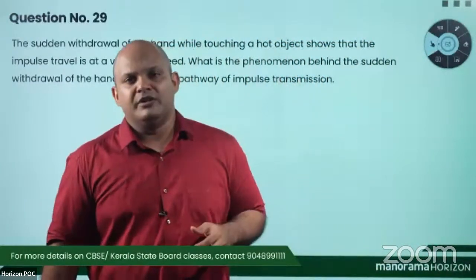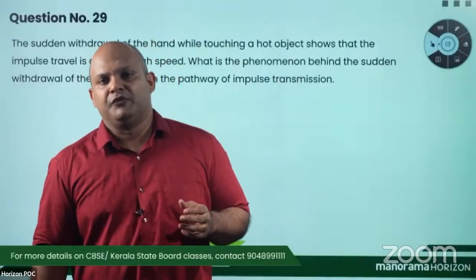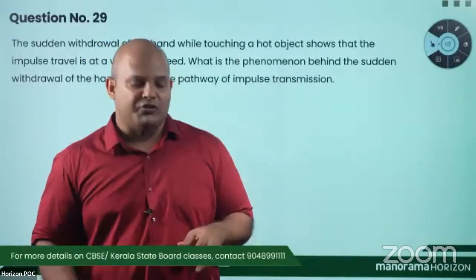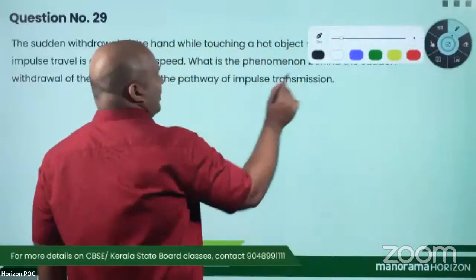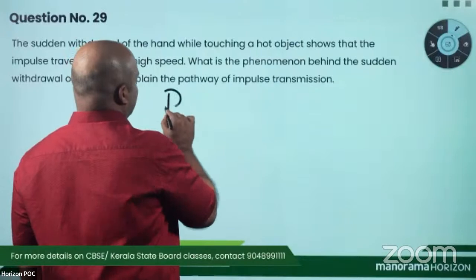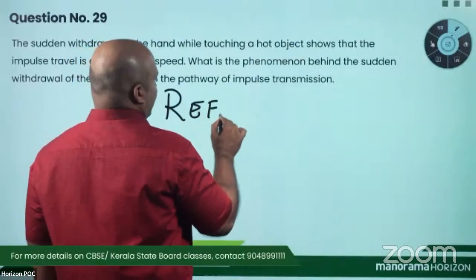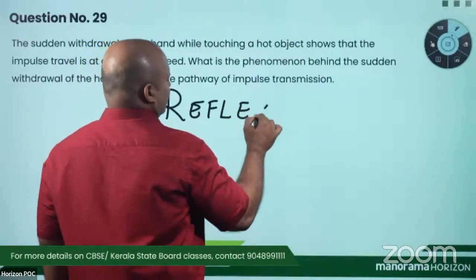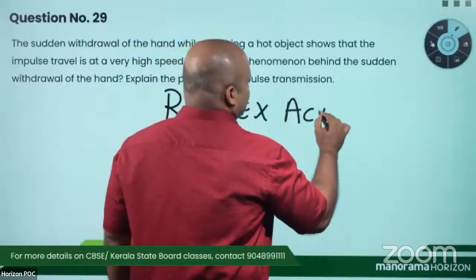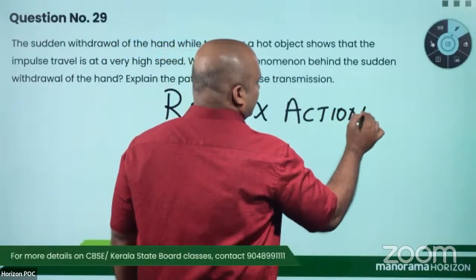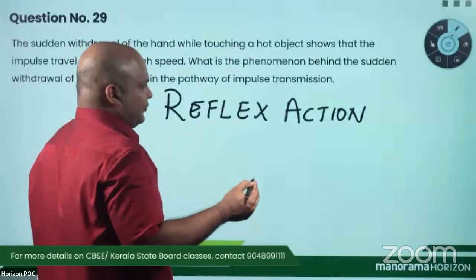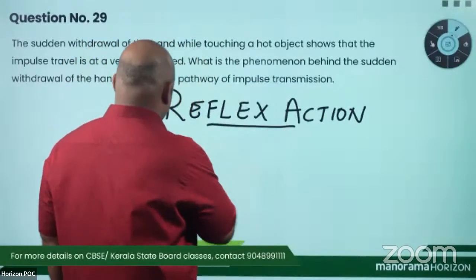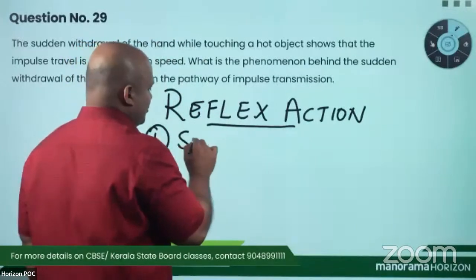Any kind of sudden movement that we perform in response to a stimulus is what we call a reflex action. So what we are describing here is actually a reflex action. So reflex actions are automatic. You don't have to think about it. They are deeply programmed into our brain. So what is the pathway for this? Any reflex action first requires some kind of stimulus.